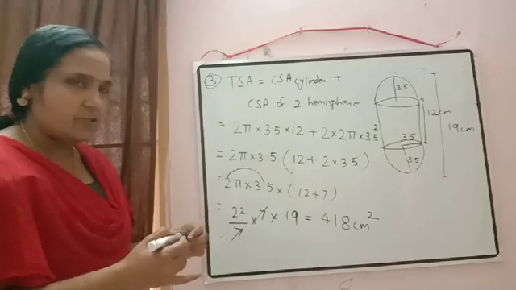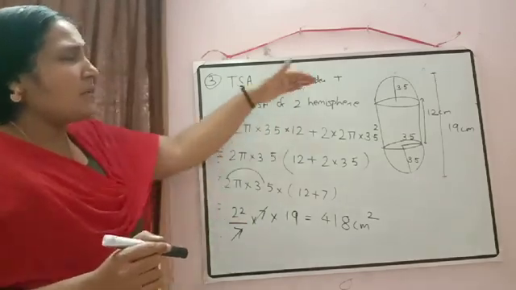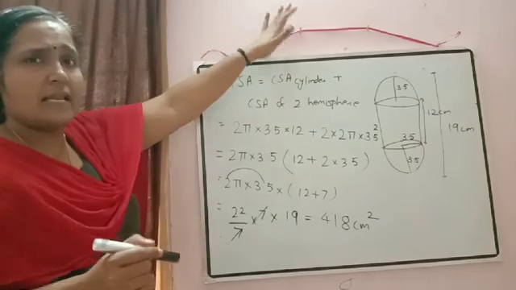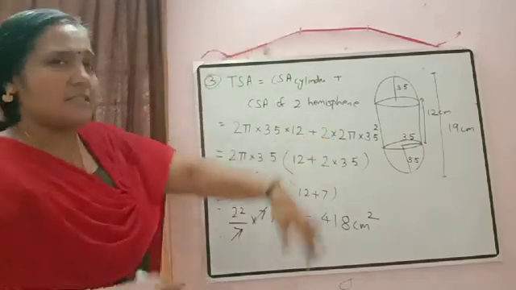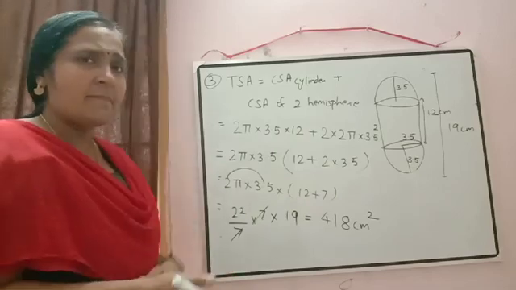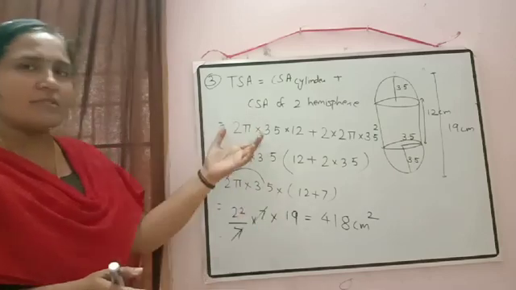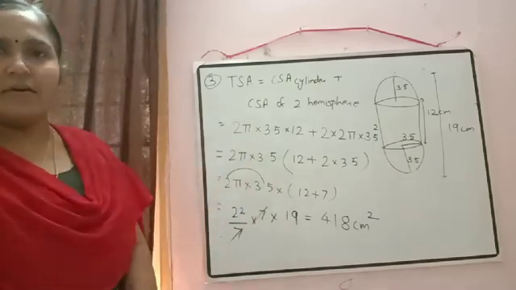This calculation I am showing you because you should not do the calculation separately. Don't calculate the curved surface area of the cylinder separately, then two hemispheres separately, and then add them. Then also the calculation will be correct, but it will be time consuming. So here, in just 4 steps, we got the solution. Okay.